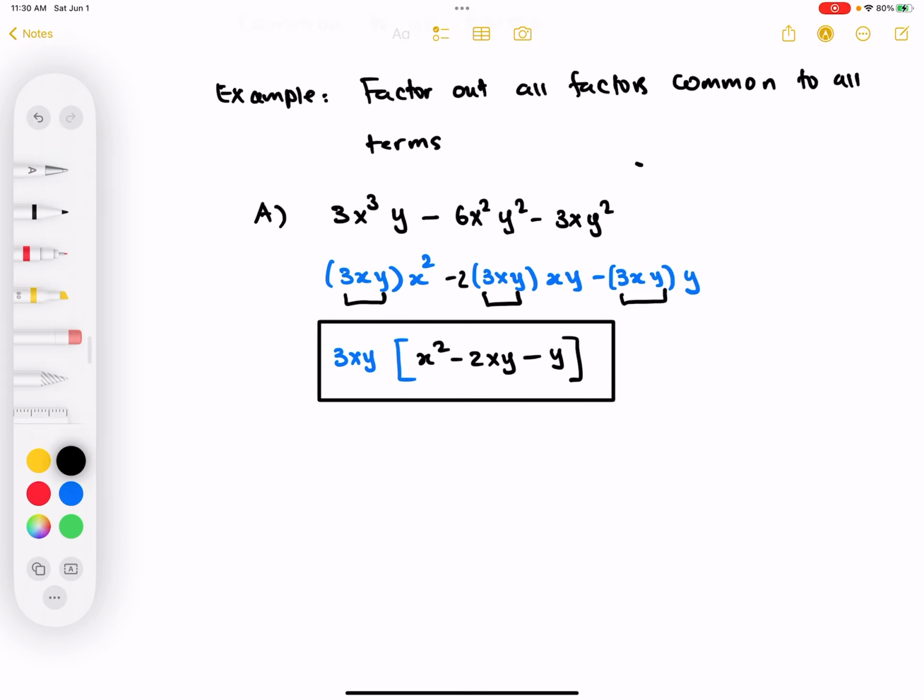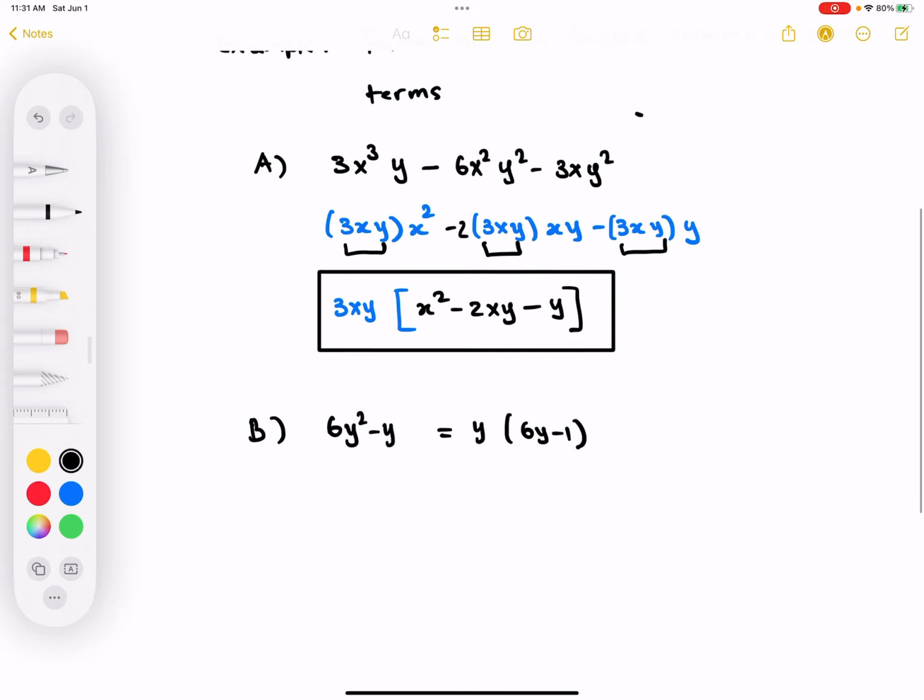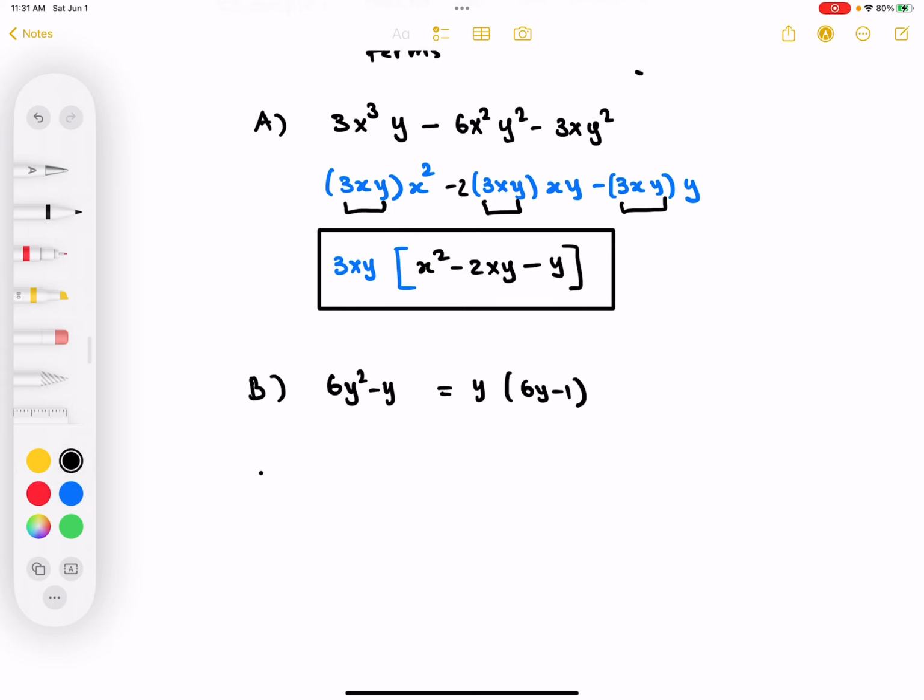All right, so let's use another example of factoring. For example, b: factor 6y squared minus y. Now you can see that the common factor in this case is just y. The inside one is 6y minus 1.